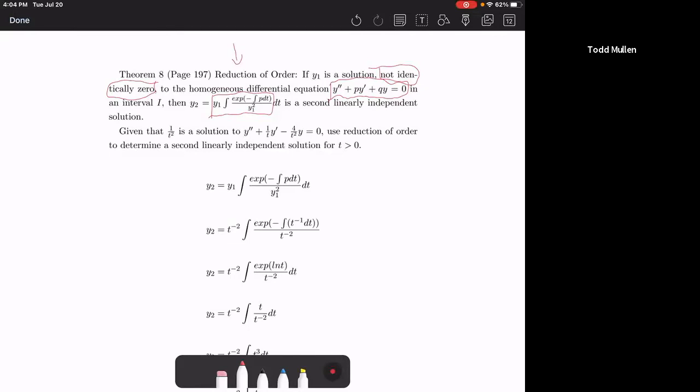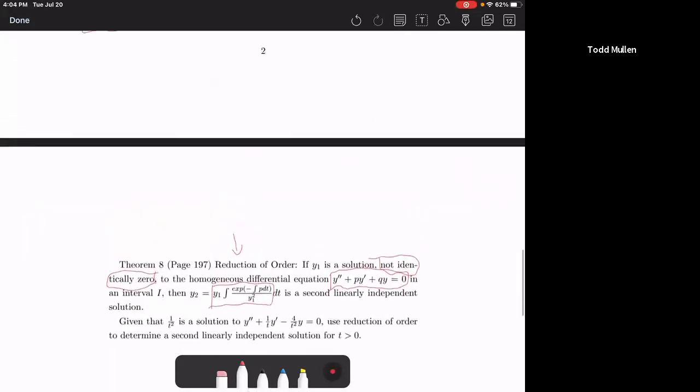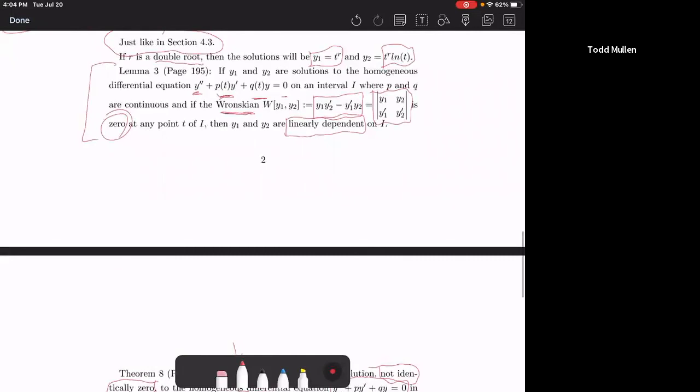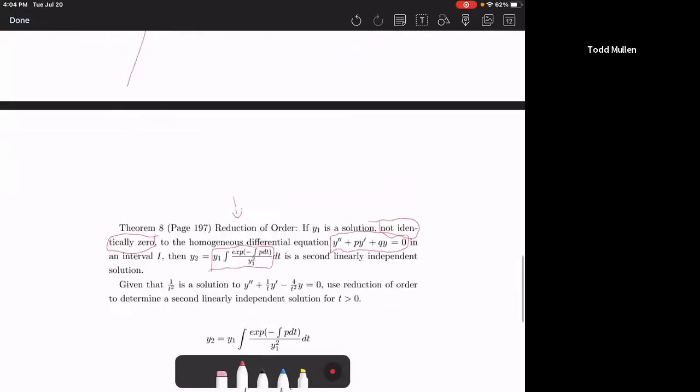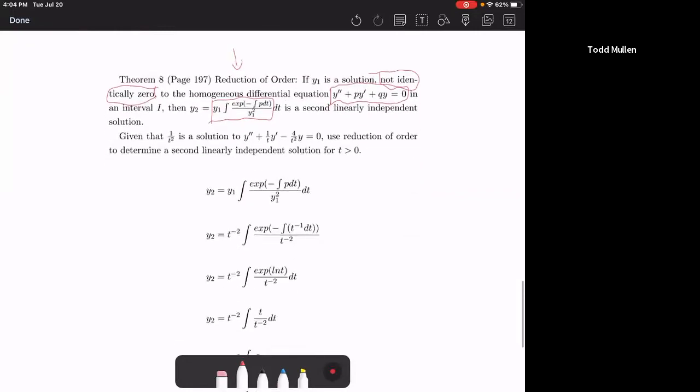So if you have one solution and you're looking for another linearly independent solution, one that is not going to fall into any of the traps of this lemma about ending up as linearly dependent, then this is the manner to do it. And now we're going to try this out.